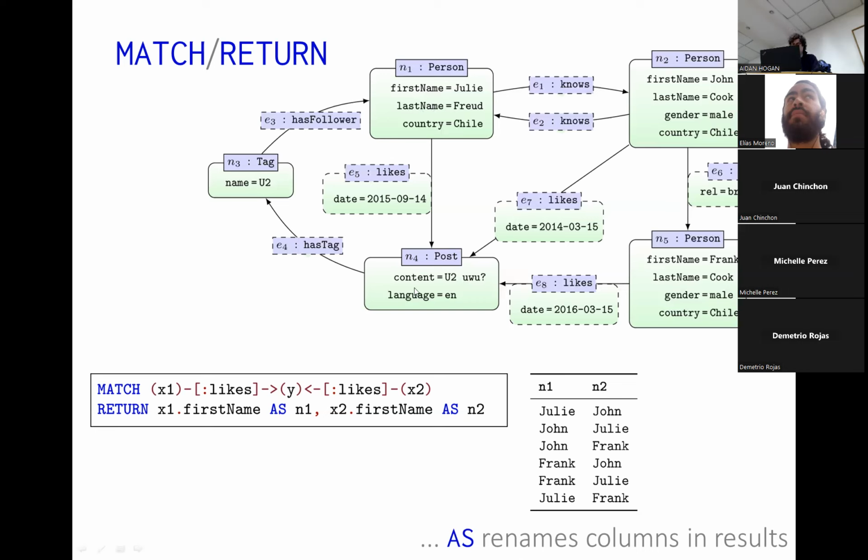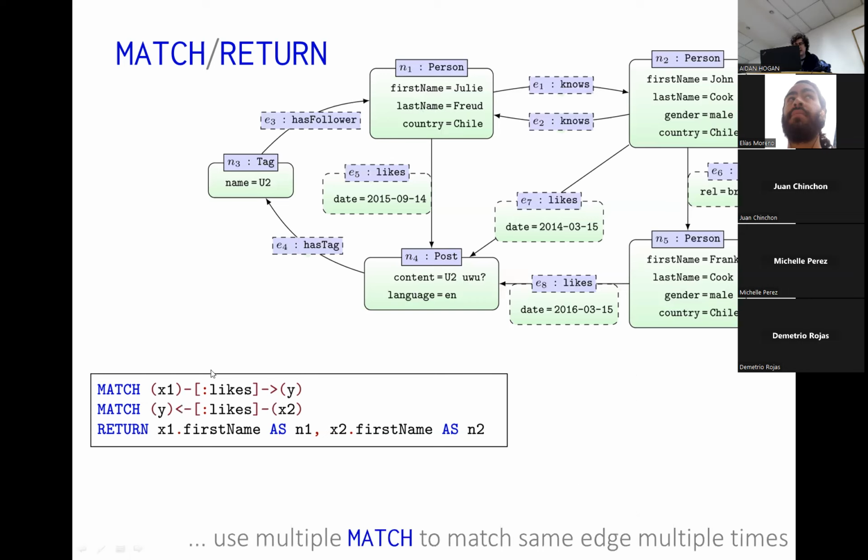So this one is relatively clear, anyways. We have as, but sorry, this is likes. This allows us then to go forward and back on the same edge. So Julie likes this post N4, and N4 is liked by Julie. So we can use this E5 edge twice, and that gives us the Julie possibility. And since everybody here likes this post, essentially we're going to get 9 results, right? So we'll get Julie, Julie, Julie, John, John, Julie, Frank, John, Julie, John, John, John, Frank, Frank, Julie, Frank, John, Frank, Frank.